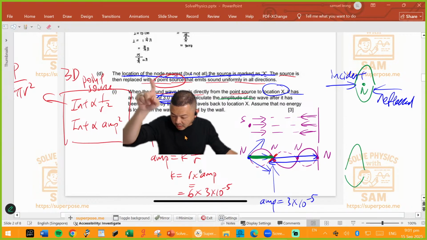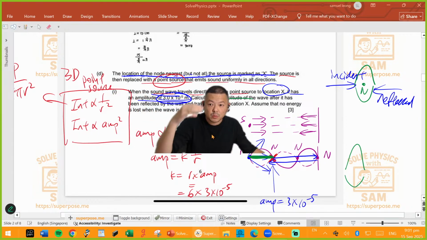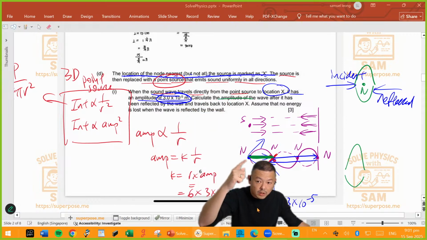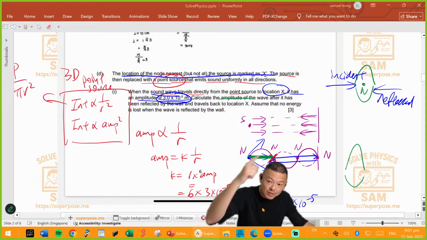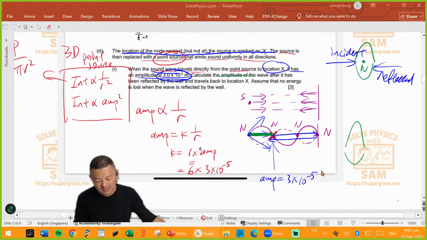So the location of the node nearest, but not at the source. That means we're not talking about the node at the source. We're talking about the node nearest to the source, which is this one here. Yeah, yeah, yeah. So what was it again? Yeah, so this one here.